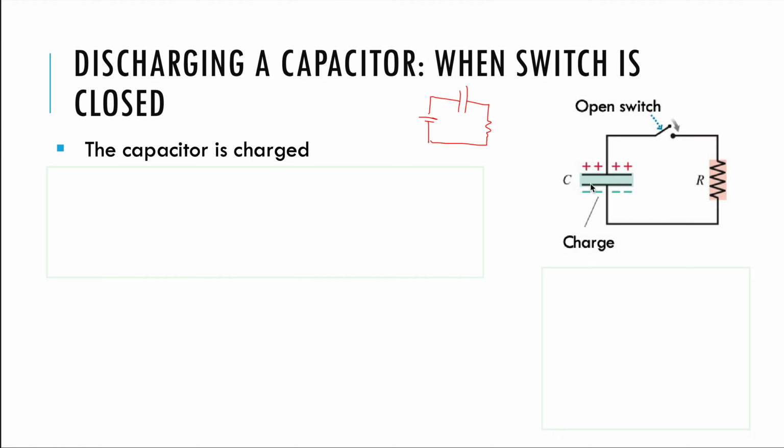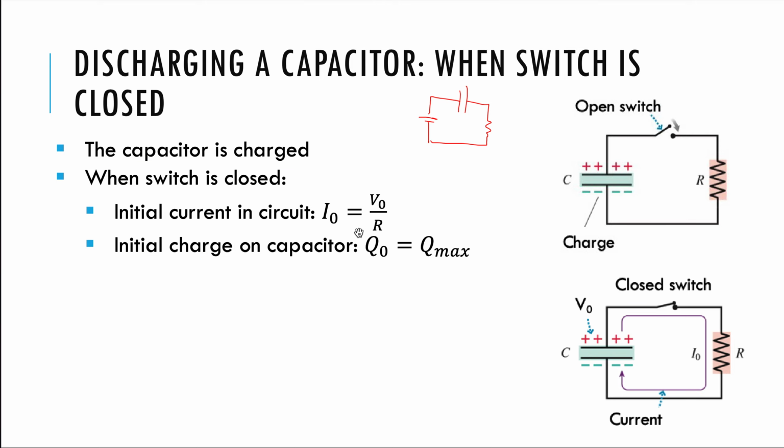Okay, so what happens is the capacitor is initially charged. When the switch is open, the capacitor just holds on to all of its charge. There's nowhere for it to go. Let's look at what happens when we close that switch. That's this bottom picture here.